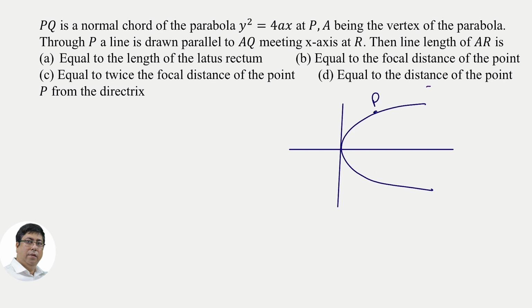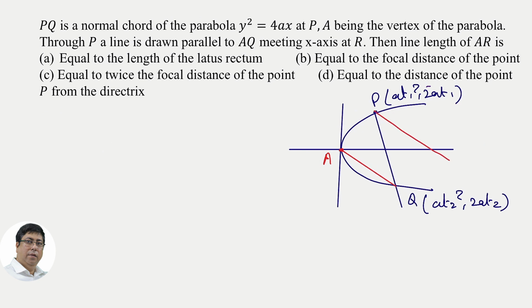So P is the point. Suppose (aT1 square, 2aT1), and the normal is, suppose this is PQ. So this point is suppose (aT2 square, 2aT2). Now according to the question, through P a line is drawn parallel to AQ meeting the x-axis at R. So this is A and this is AQ. So through P a line is drawn parallel to AQ meeting the x-axis at R.